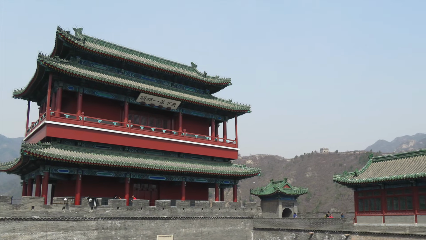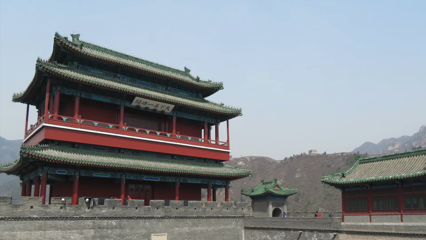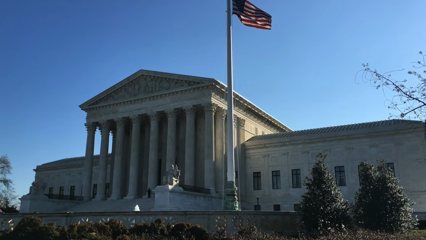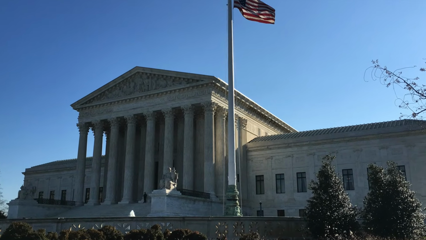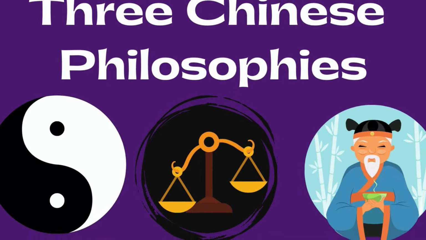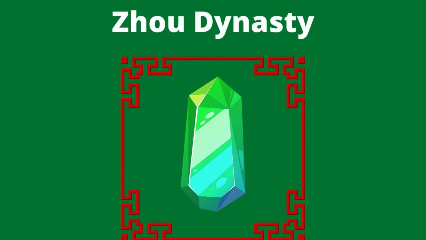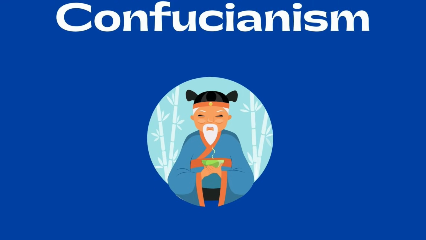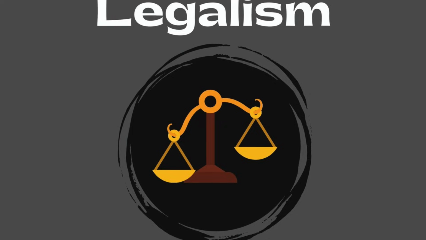So in summary, the Chinese, just like governments of today, struggled to find a perfect solution for how to govern over people. This list covered 5 key areas: the Zhou Dynasty, Feudalism, Confucianism, Taoism, and Legalism.